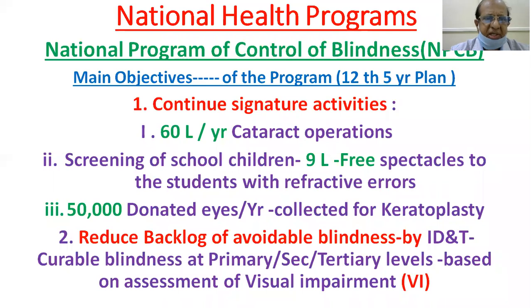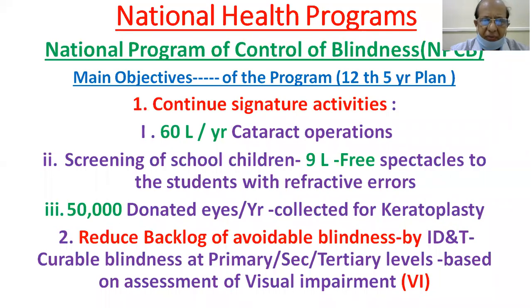Cataract operations should be done, 60 lakhs per year. Whereas screening of school children, 9 lakhs, free spectacles to the students with refractive errors. So after recognizing the refractive error, free spectacles should be given to school children, around 9 lakhs. And donated eyes, 50,000 should be collected for keratoplasty. So the eyes should be used for the keratoplasty surgery, especially from the donated eyes.